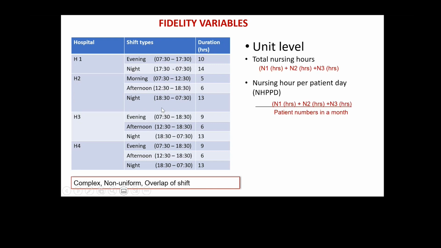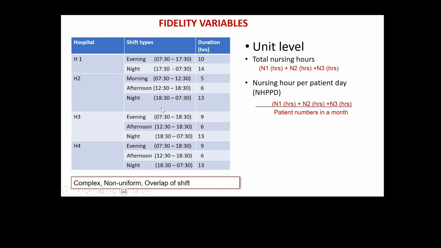For the fidelity variables, we had 2 variables on unit level. The first is the total nursing hours. The total nursing hours will say if, for example, one nurse turned up on evening shift in H1, she contributes 10 hours to nursing care. A second nurse might turn up at night, and she contributes 14 hours to nursing care. So it's summing the total hours contributed by nurses for care.